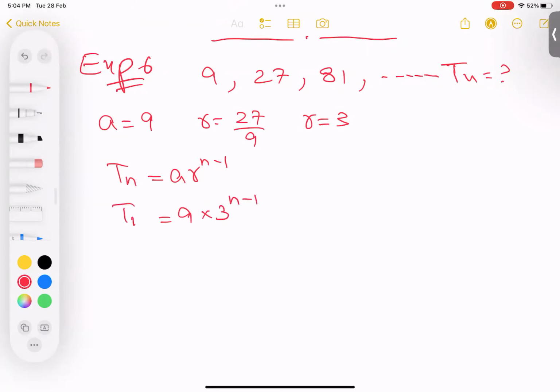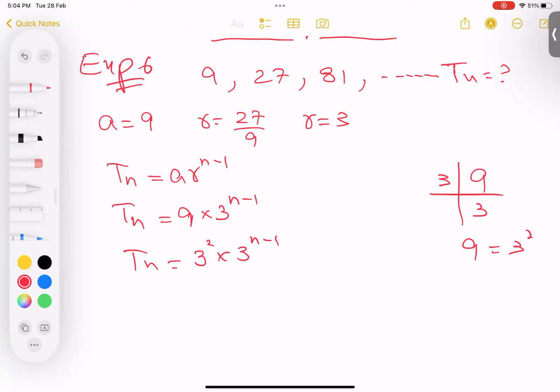But this is not a very hard question, as we have done before. What is the 9? 9 is, you know it, if you don't know, 3 threes are 9. So 9 is actually 3 to the power 2, because 3 came 2 times. That is why this power is 2. So I will replace this 9 by 3 to the power 2.